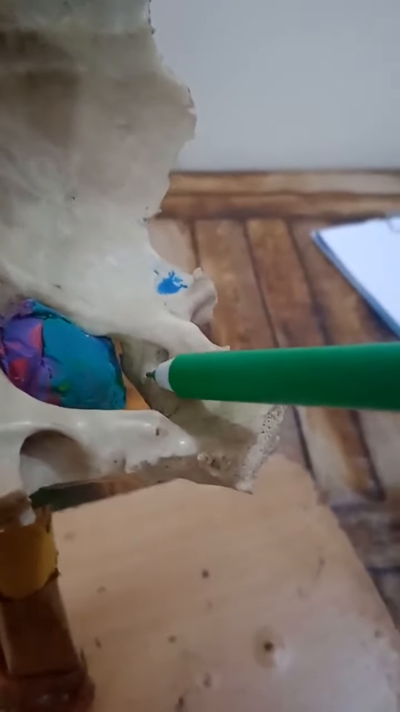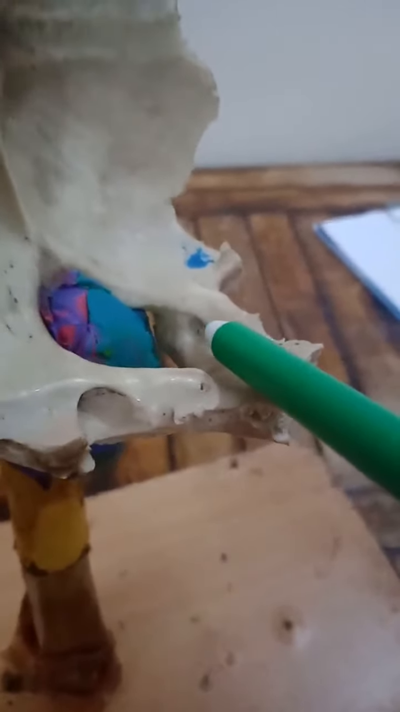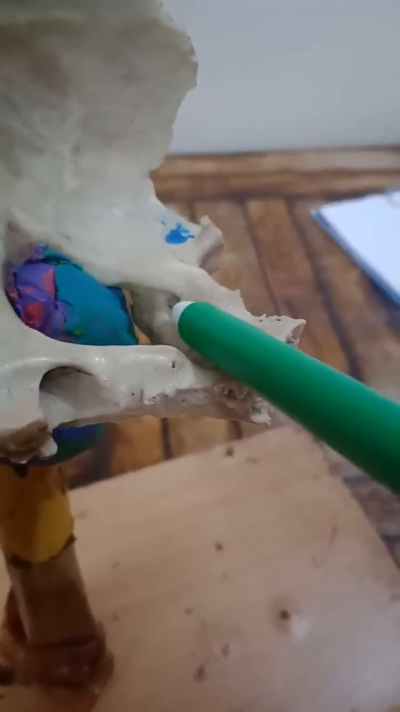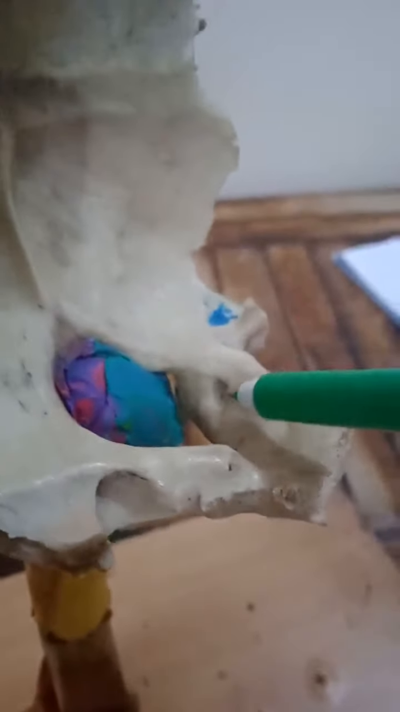And on the medial surface you can see there is one tubercle. This is the tubercle, and this is one foramen. This foramen is known as the hypoglossal foramen, and it gives way to the hypoglossal nerve as well as the meningeal branch of the ascending pharyngeal artery, along with the hypoglossal nerve.